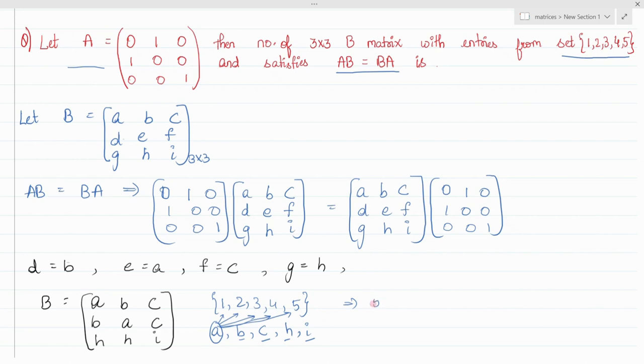So it's nothing but 5 into 5 into 5 into 5 into 5. So the number of P matrices with these entries is 5 power 5. This is the required answer to this question.